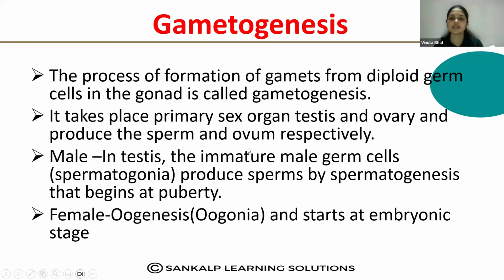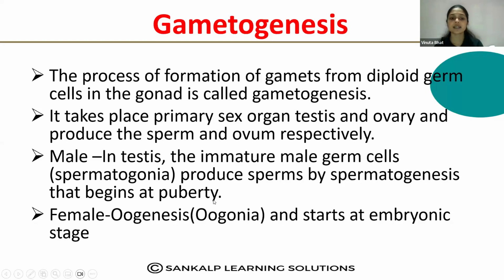Where does gametogenesis take place? Gametogenesis takes place in the primary sex organs, the testis and ovary, and produces the sperm and ovum respectively. The testis produces the sperm, the male gamete, and the ovary produces the ovum, the female gamete. In male, the testes contain the immature male germ cells, spermatogonia, which produce sperms by spermatogenesis.